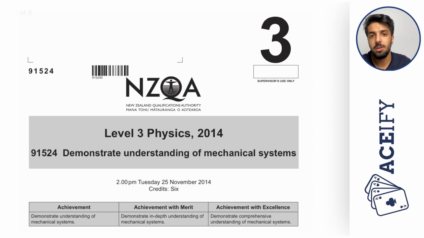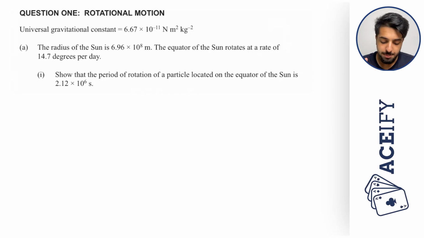Okay, in this video we'll be going through the 2014 Level 3 Mechanics Exam. Question 1. Show that the period of rotation of a particle located on the equator of the Sun is 2.12 times 10 to the 6 seconds.